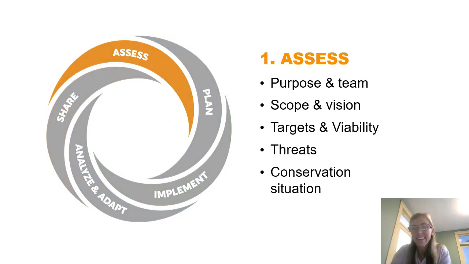So this first step in the conservation standards cycle is to assess. It's the time that we assemble the team that will be working on the assessment. We decide on the scope of the issue or geography that we're going to be working on. We identify the targets that are going to be really the emphasis of the project and what we focus our strategies on. We think about threats to those targets, and then we think through the conservation situation analysis.